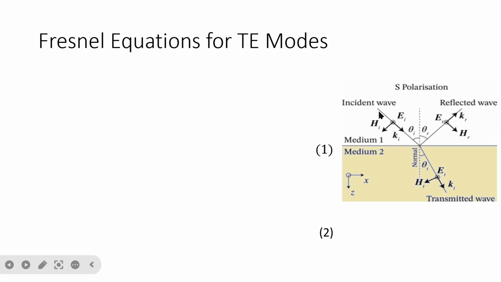So what we are looking for. Suppose we have an incident wave, a reflected wave, and also a refracted wave, the transmitted wave. And this wave is the so-called transverse electric wave. This means TE mode. So our core objective is to find out the phase shift as the wave hits the surface.